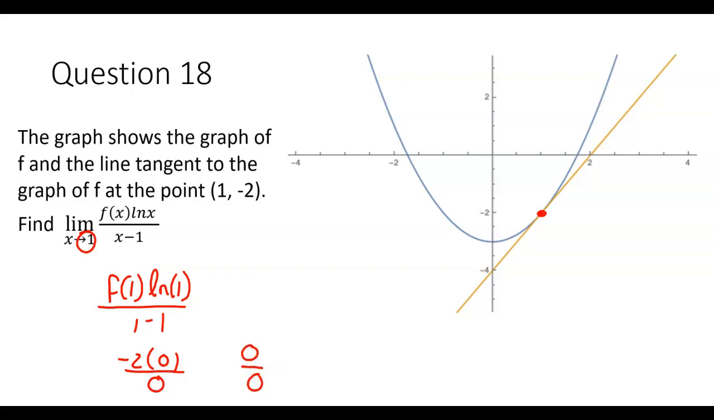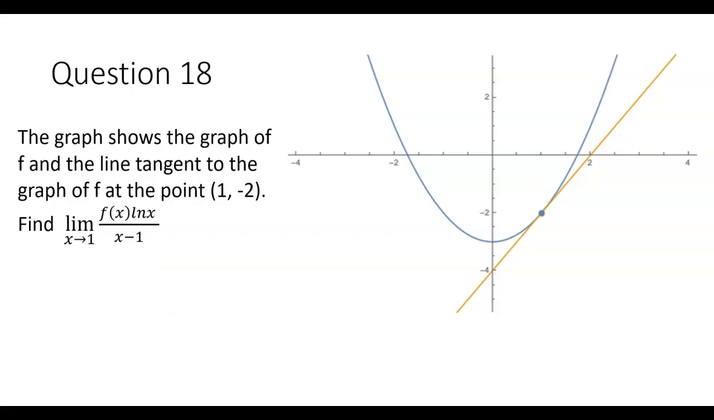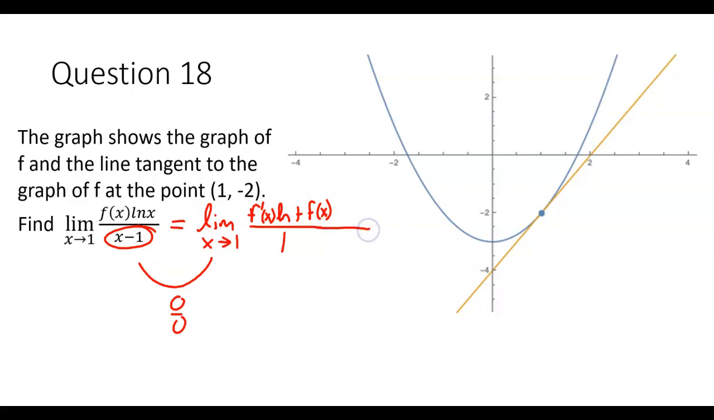Now, in this case, we actually can apply L'Hopital's rule. It doesn't mean the limit doesn't exist in this case. So let's go ahead and do L'Hopital's rule. According to L'Hopital's rule, so long as you get 0 over 0, or infinity over infinity, then we could do the limit as x approaches 1 for the same thing, but just doing the derivative of the top and the bottom. So the derivative of the bottom is 1. The derivative of the top is going to require a product rule. So it's going to be f prime of x ln x plus f of x times the derivative of ln x, which is 1 over x.